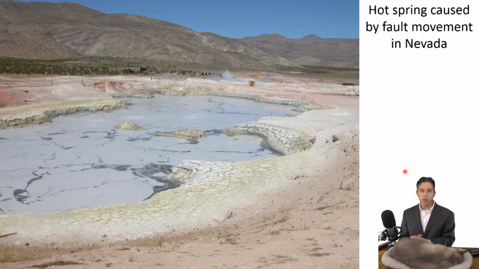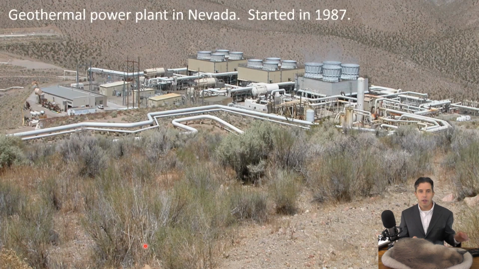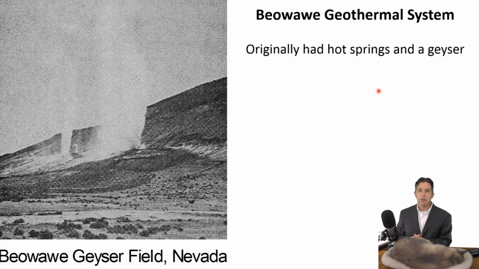So, for example, here's what one looks like. So there's a fault nearby, and there's this hot water coming up, making this hot spring out in the middle of Nevada. So they decided to try to make a geothermal power plant utilizing this hot water. And so they built this in the 80s. And they started to extract hot water out of the ground.